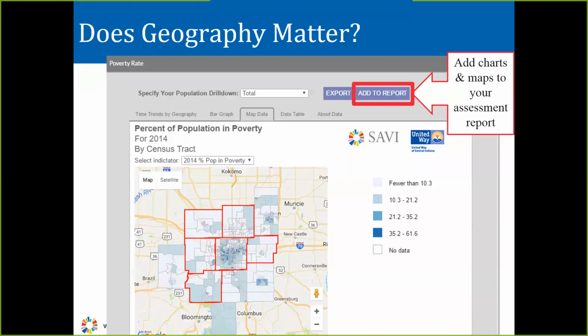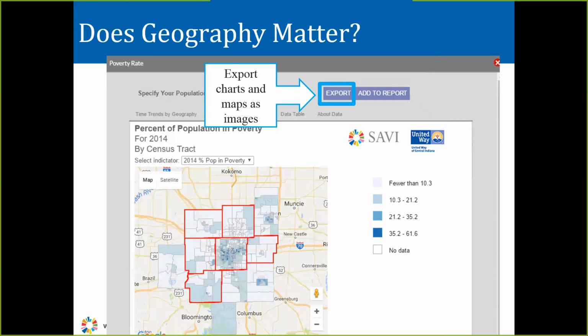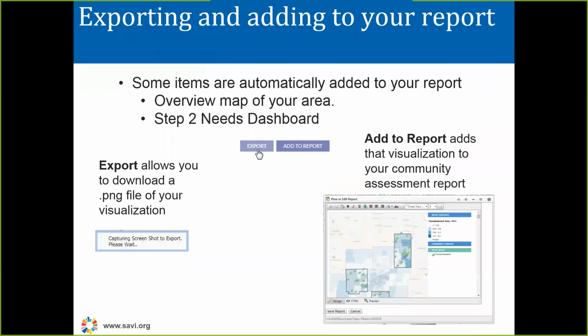Some things are added automatically, and other things you have to add. And so the things that are added automatically is an overview map of the area that you selected. So that goes in automatically. And also that needs dashboard that we saw in step 2, that goes in automatically as well. Anything else that you want in your report, you got to click that add to report button.